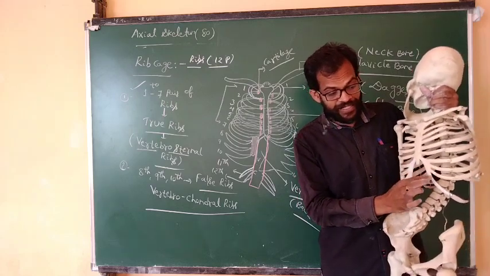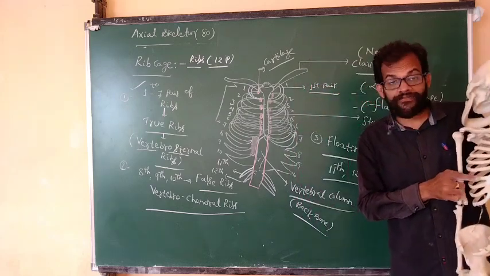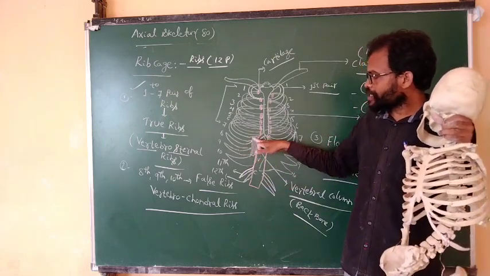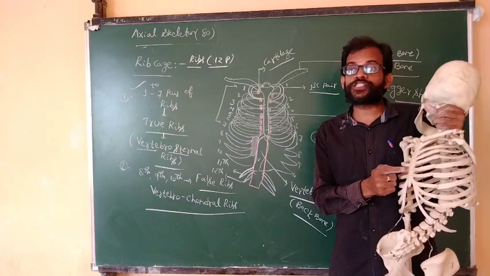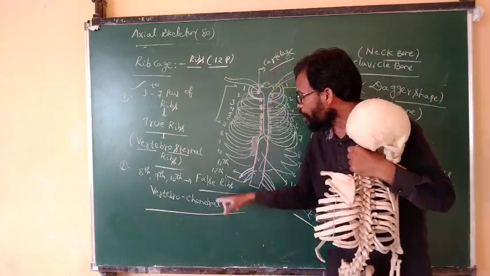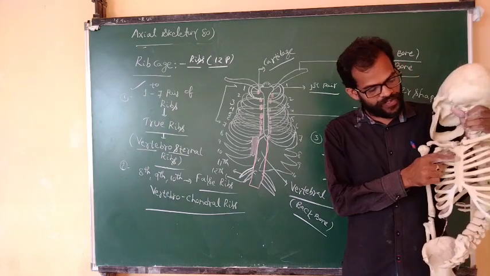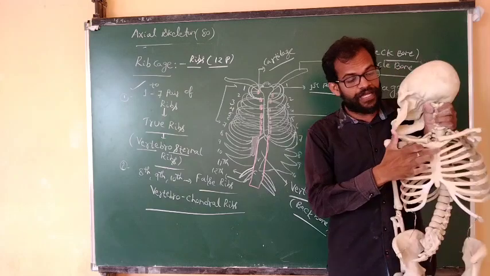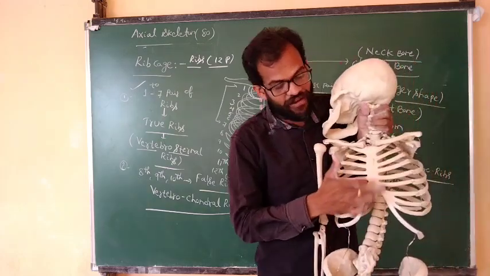This 8th, 9th, 10th, they directly attach to the 7th one. After that, they will attach to the sternum. But they attach to the vertebral. It is nothing but vertebrochondral ribs. Here, this portion area consists of cartilage.